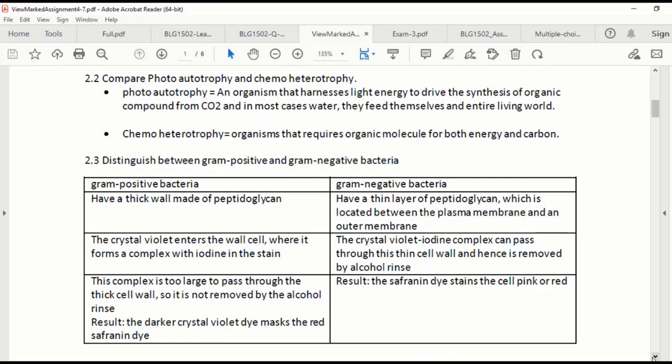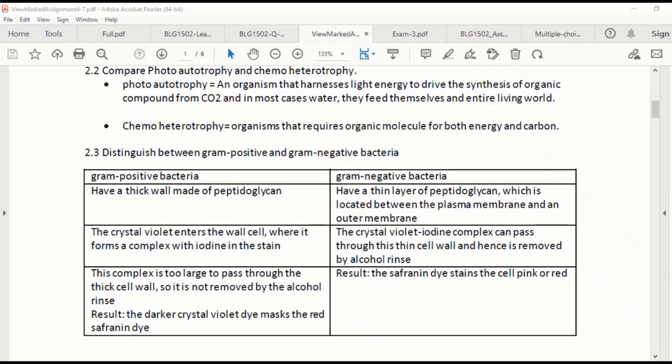this question with all your might. Gram positive has a thick wall, and this one has a thin layer of peptidoglycan, located between the plasma membrane and outer membrane. Gram positive has crystal violet in the cell wall where it forms a complex with the iodine stain, and the gram negative results in the safranin dye staining the cell pink or red, and this one is violet blue. Must the red safranin dye, and the complex is too large to pass through the thick wall.